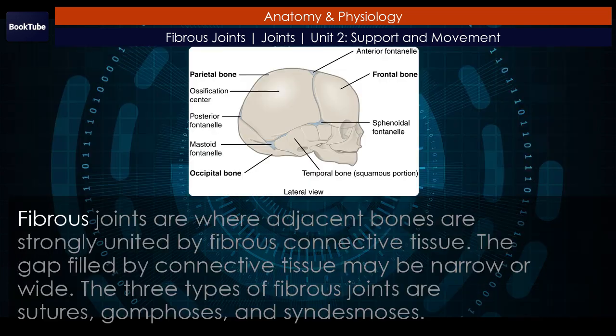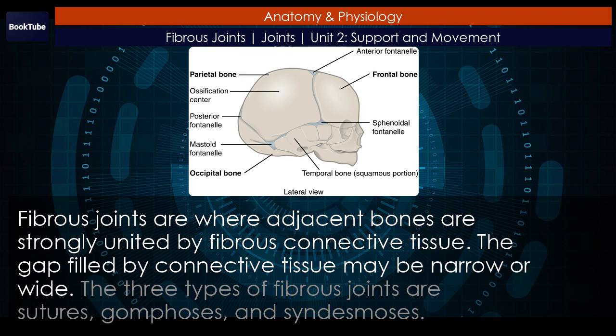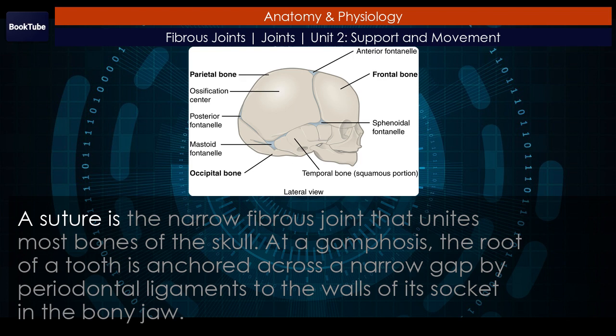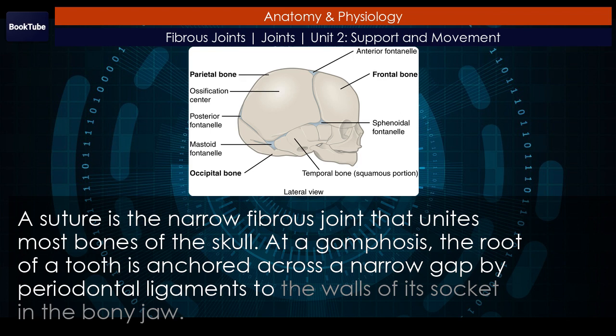Chapter Review. Fibrous joints are where adjacent bones are strongly united by fibrous connective tissue. The gap filled by connective tissue may be narrow or wide. The three types of fibrous joints are sutures, gomphoses, and syndesmoses. A suture is the narrow fibrous joint that unites most bones of the skull. At a gomphosis, the root of a tooth is anchored across a narrow gap by periodontal ligaments to the walls of its socket in the bony jaw.